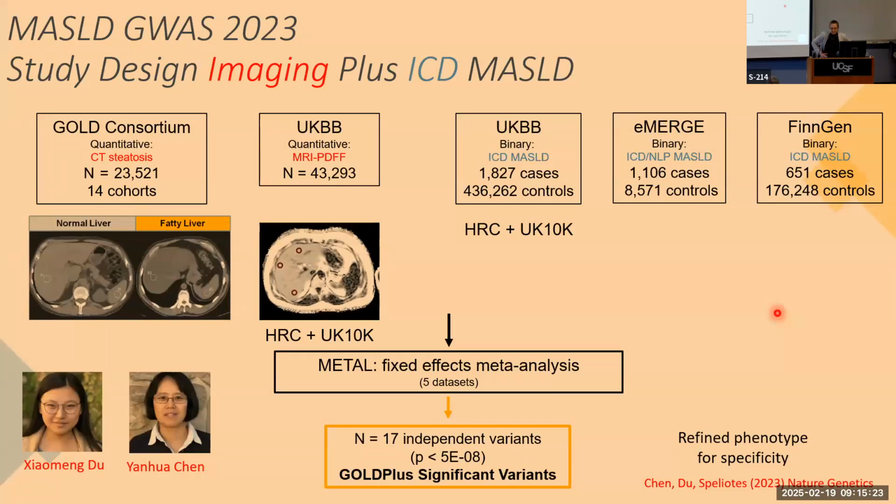And then we combined that with ICD-based MASLD from the UK Biobank, from the eMERGE Consortium, and from FinnGen to really get more power to find hits that associate with MASLD. And you have to use some special statistics to combine a continuous versus a dichotomous trait, which we did using a fixed effects meta-analysis. And then you have to refine the phenotype because there's a lot of other liver disease that sort of creeps through based on misdiagnosis along the way. But when you do all that, we had 17 genome-wide significant independent variants that associate with MASLD.